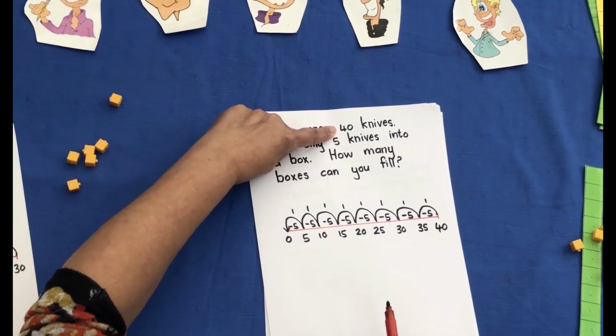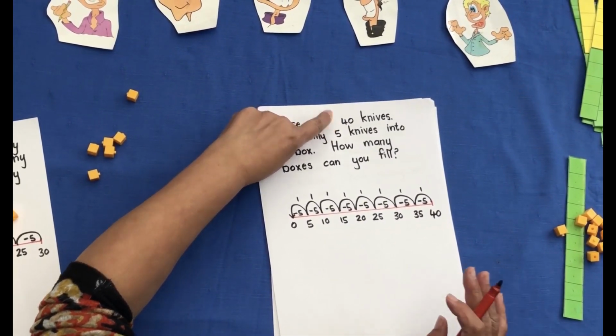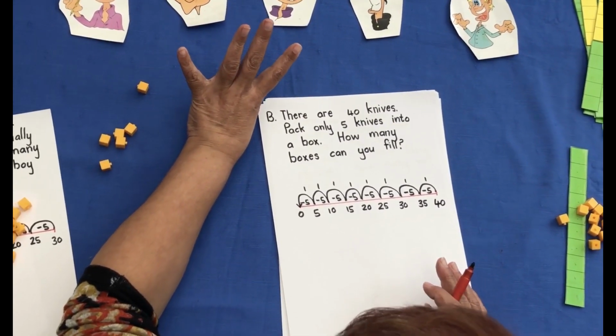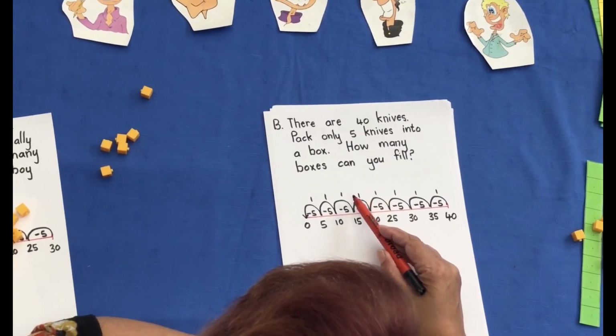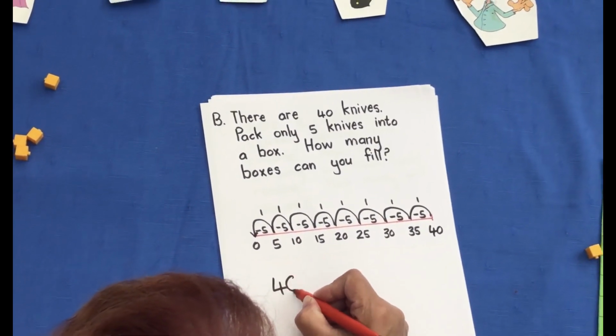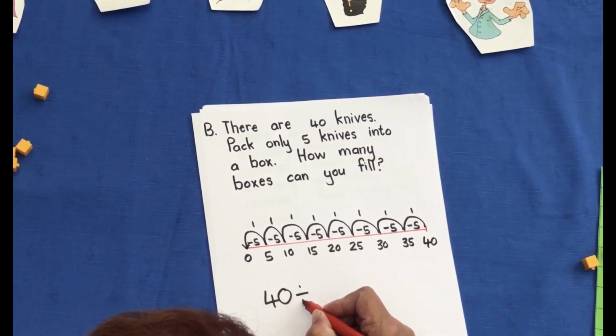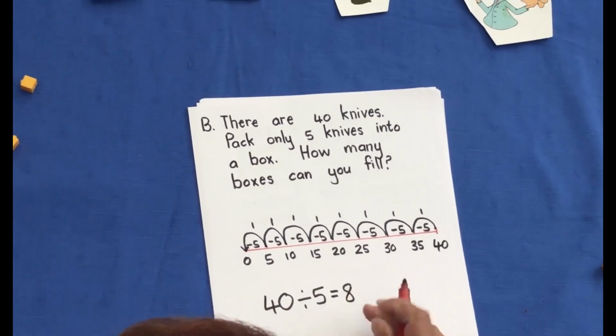How many 5s in 40? If I know that there are 4 10s, there will be 8 5s. Let's see. 1, 2, 3, 4, 5, 6, 7, 8. There's your answer. So our number sentence is 40, make groups of 5 and I will get 8 groups. So I can fill 8 boxes.